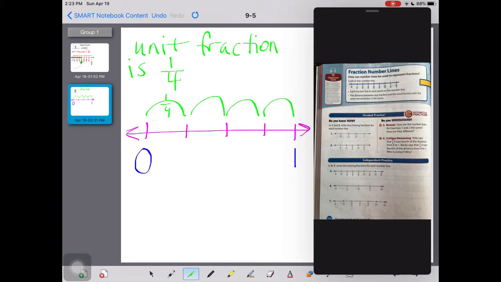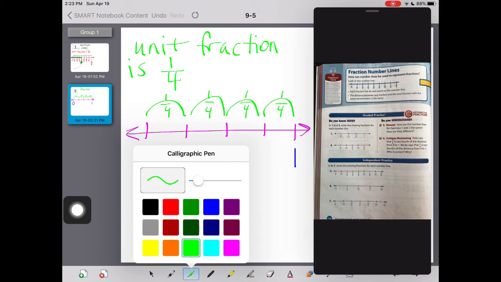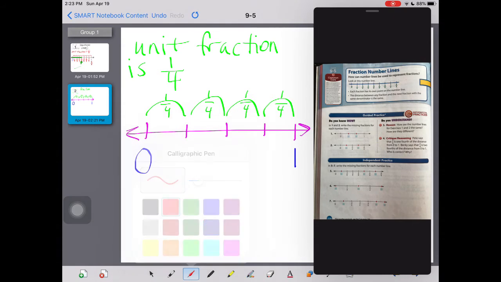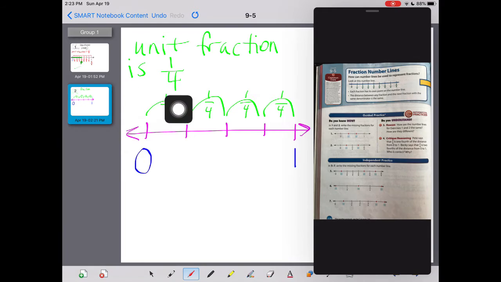This space represents 1/4. This space 1/4. And this space 1/4. Equally spaced. But now how will we label this number line as we move along from 0 to 1? So what we want to do is, let me change the color here so it's a little different. We go 1/4. Well, that's easy. We've got 1/4. That's how far we've gone.